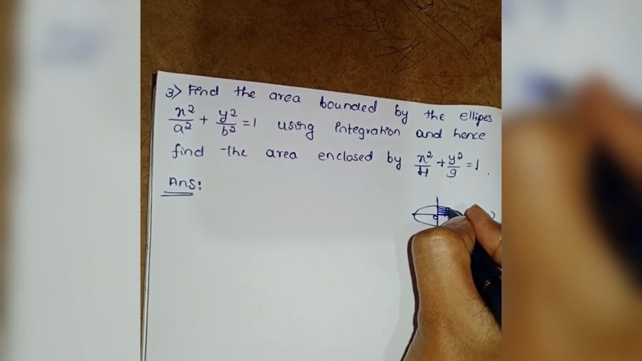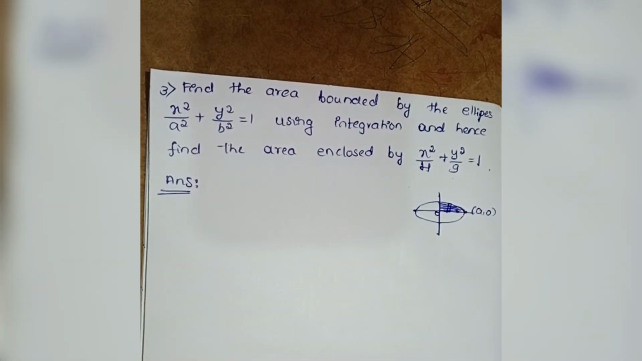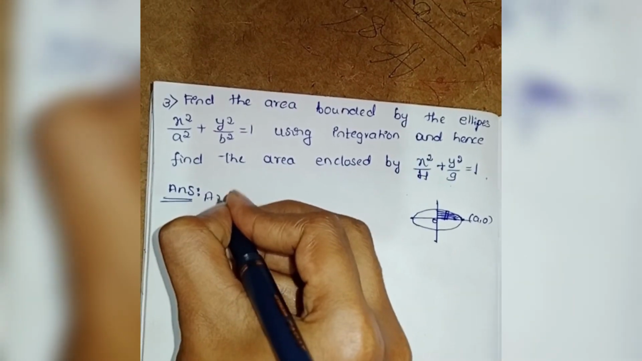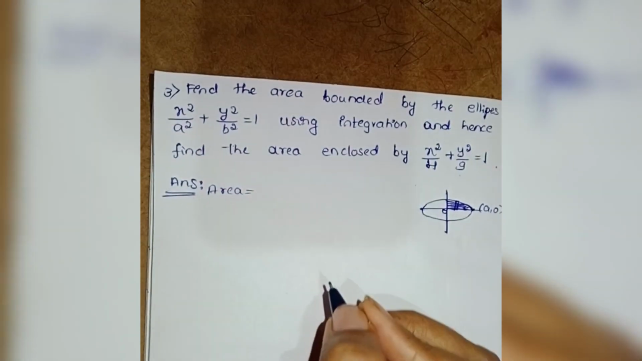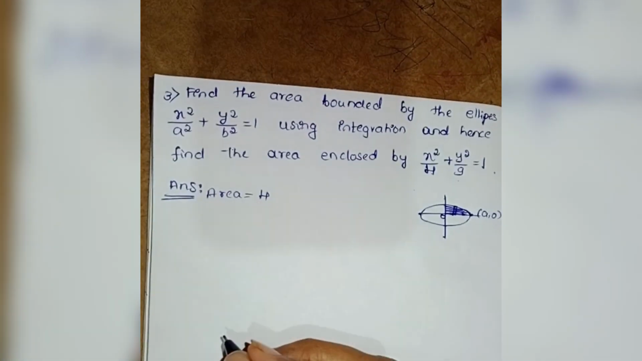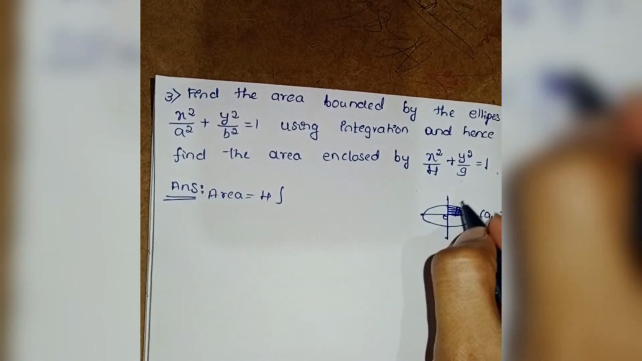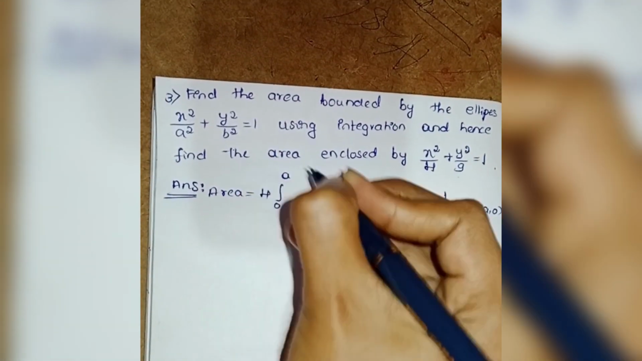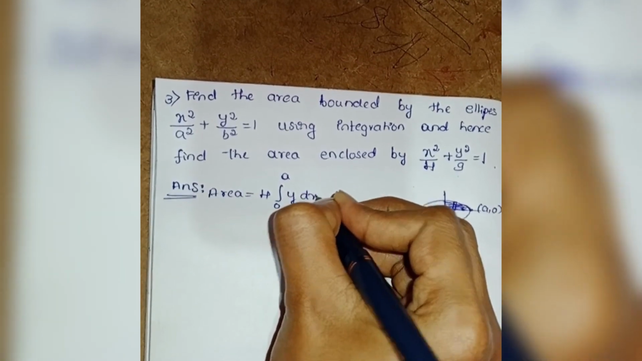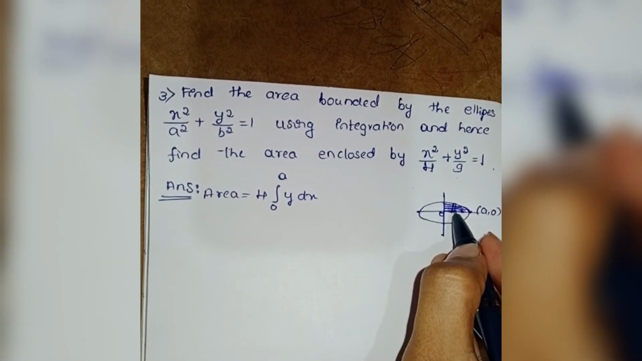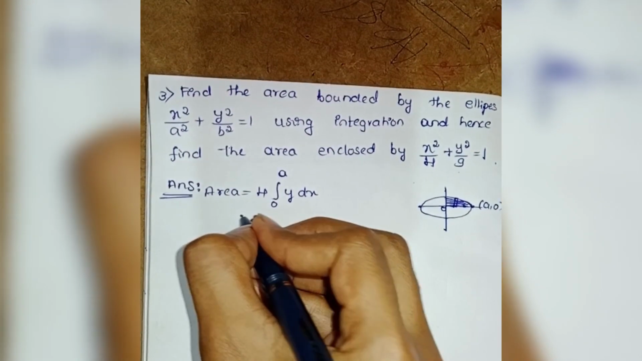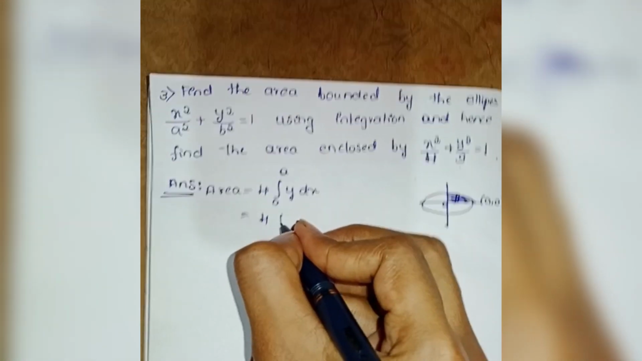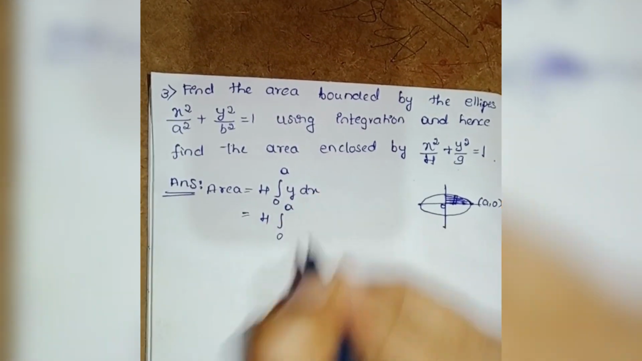Consider the small strips with respect to x-axis, right? So area is same as circle. Here area equal to 4 times integration from where to where? 0 to a, 0 to a y dx. I have drawn the strips with respect to x-axis. So equal to 4 times 0 to a, find out y.